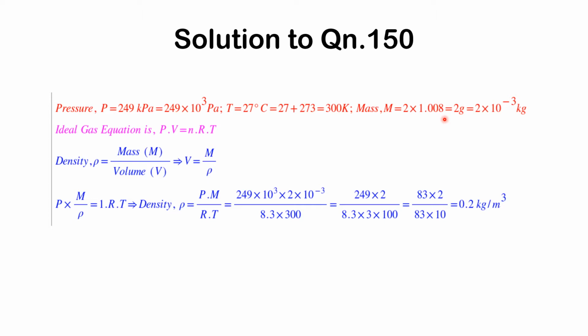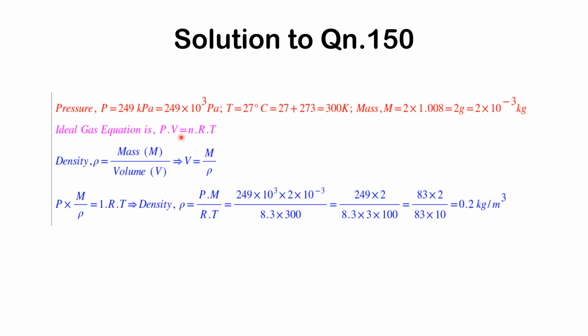Because one hydrogen molecule, two hydrogen atoms இருக்கும். ஒரு hydrogen atom உடைய atomic mass is 1.008 gram. So it's 2 times 1.008, approximately equal to 1. So it's equal to 2 gram. To convert into kilogram, you multiply it by 10 power minus 3.